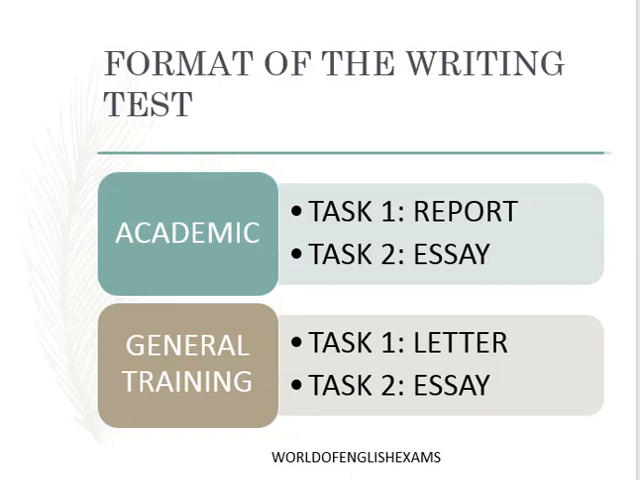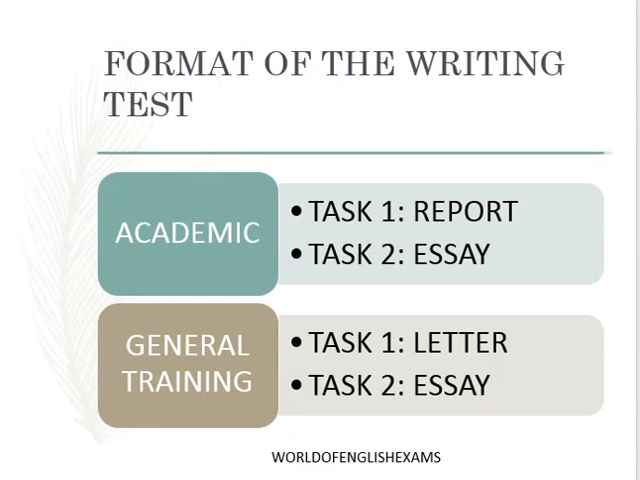Then moving on to the general training test. Task 1 in a general training exam is a letter, while task 2 is an essay. Similar to the academic writing test, 60 minutes will be given to complete both these tasks, and you have to make sure that you are completing both within the time frame. The division of time for the tasks need not be equal. You can take, let's say, 15 minutes for writing a report and 45 minutes for writing the essay, or it can be half an hour and half an hour. It is up to your discretion as to setting the time.